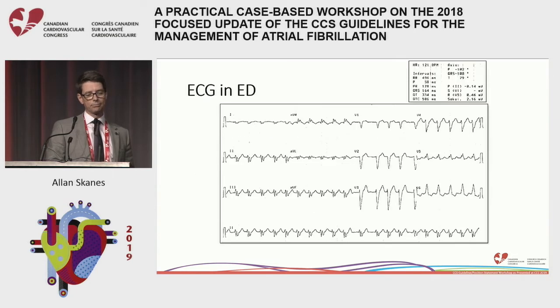Here's her ECG, rapid, irregular. In the top right, I left you the details. 121 is the beats per minute, wide QRS, left bundle branch block, as advertised.